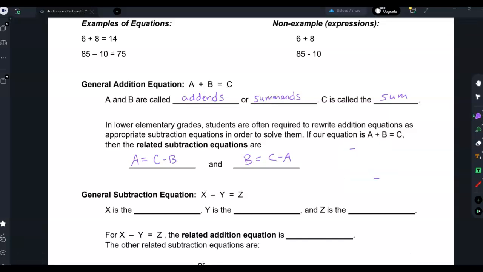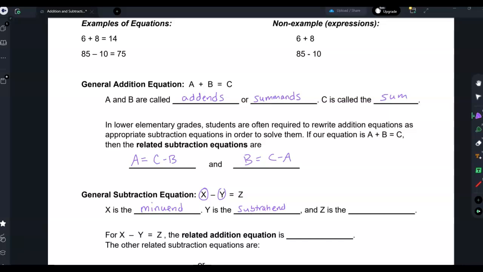So the general form of a subtraction equation is we have one number minus another, and that's equal to another number. So the two numbers that we are subtracting, they also have names. The first number in your subtraction equation is called the minuend. So make sure you know the names for these and you also know how to spell them. Y is called the subtrahend. So the first one is the minuend, the second one is the subtrahend in any subtraction expression.